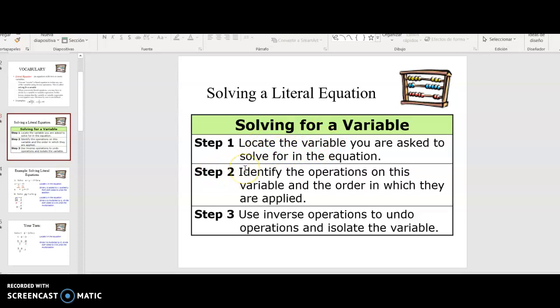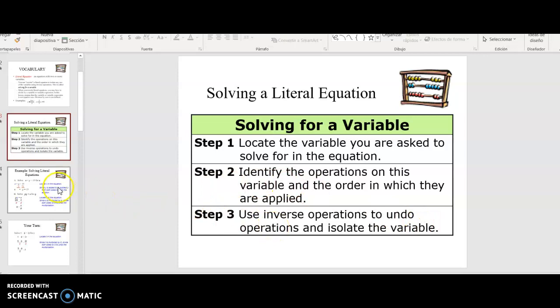In the second step, we have to identify the operations on this variable and the order in which they are applied, okay? We are going to follow the same steps that we saw in equations with fractions. If we have a term adding, it comes to the other side to subtract. If it's multiplying, it comes to divide, okay? This is by using inverse operations to undo operations and isolate the variable. This is step 3, okay?